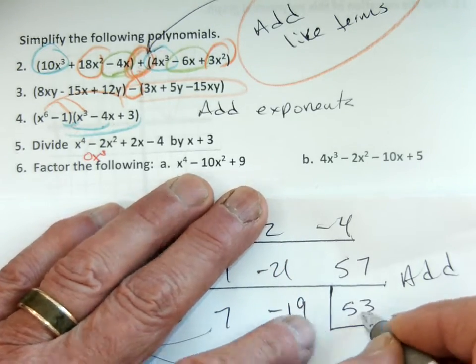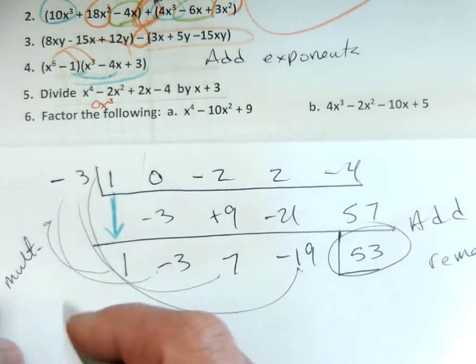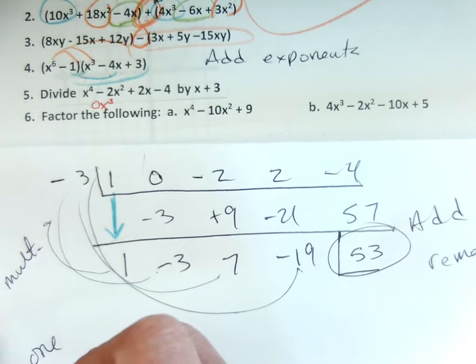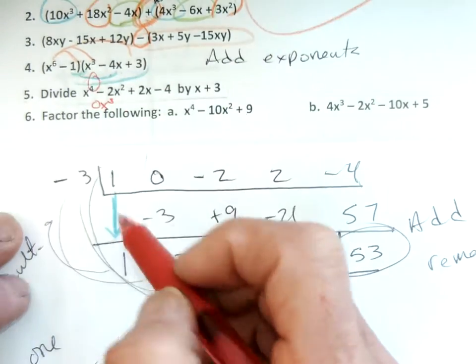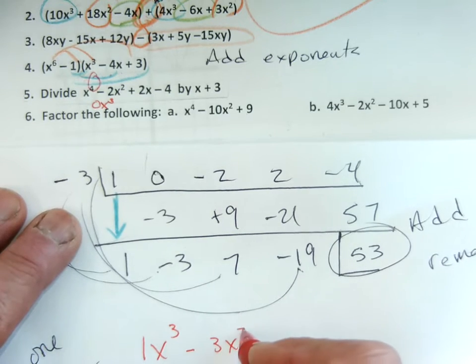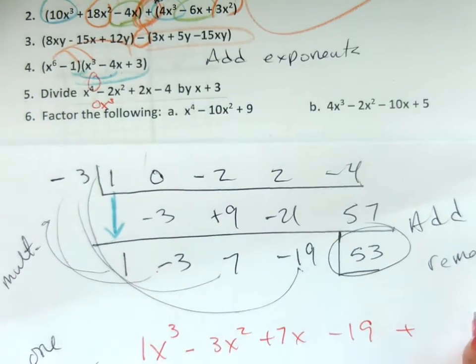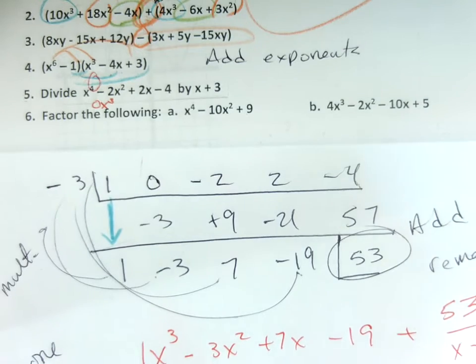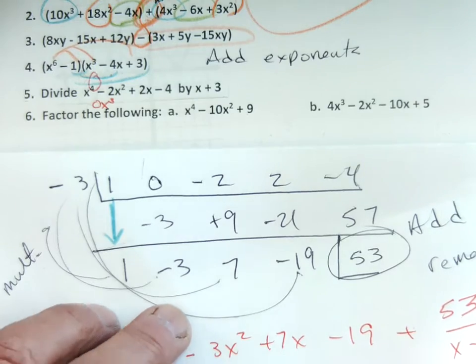It's not a factor, is it? Not a factor because of that. I needed an answer of 0, a remainder of 0. So my answer is always 1 less power than the beginning. So instead of being an x to the 4th, 1 less power, it's an x cubed. So my answer is 1x cubed minus 3x squared plus 7x minus 19 plus my remainder, 53, over what I actually divided by, which was x plus 3. Is it a factor? No, not a factor. It has to have a remainder of 0 to be a factor, okay?